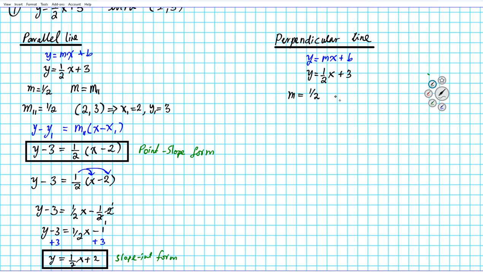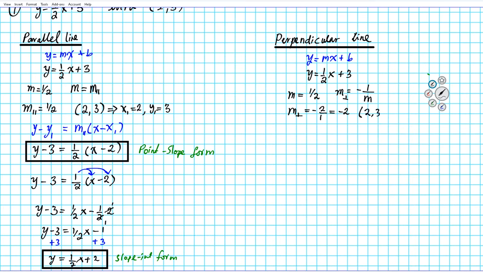So what's the relationship between a line and a perpendicular line? If two lines are perpendicular, the slope of one is the negative reciprocal of the other. So m perpendicular is going to be negative 1 over m. Negative reciprocal: you just flip the number and flip the sign. This is positive 1/2, so you flip it to negative, and 1/2 flips over to 2 over 1. The negative reciprocal simplifies to negative 2.